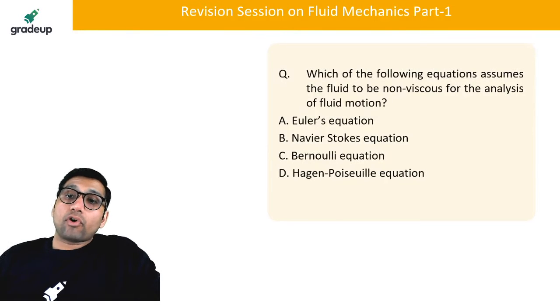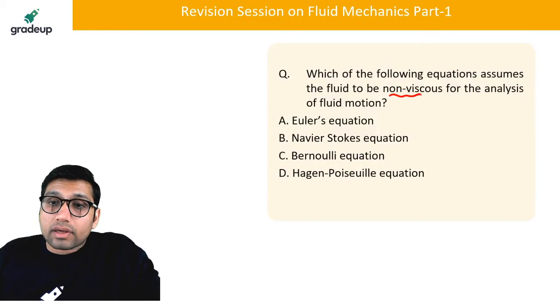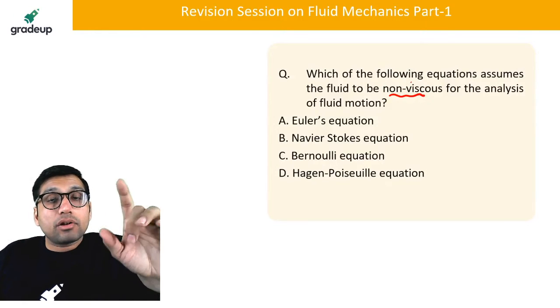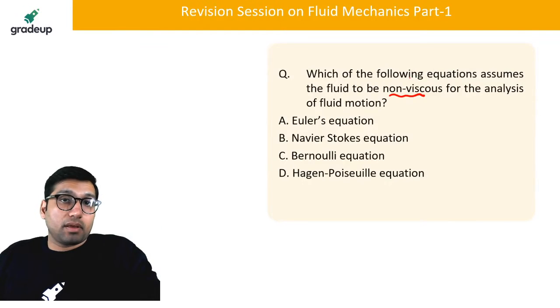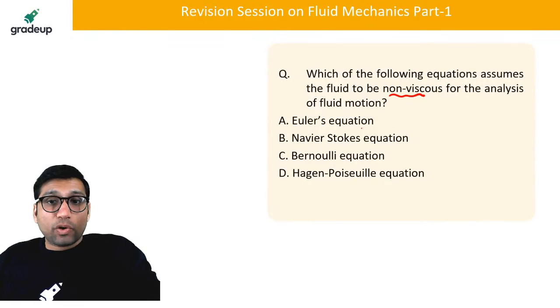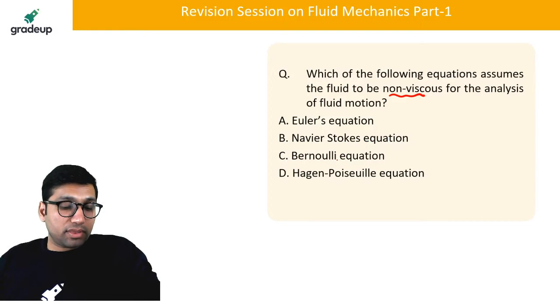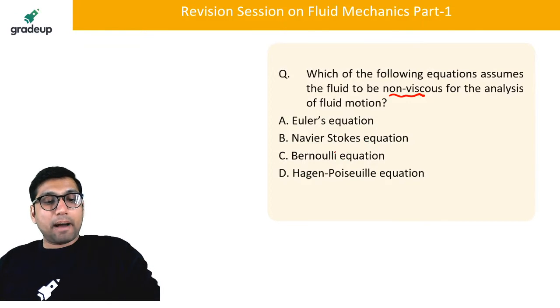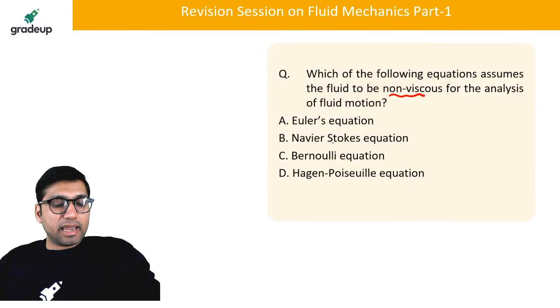Which of the following assumes the fluid to be non-viscous? Non-viscous means it does not consider the viscosity. Is it Euler's equation of motion, Navier-Stokes equation, Bernoulli equation, or Hagen-Poiseuille equation? Appan Raj has given AC, Dinesh A, Prateek A, Shrikant is saying Euler. Yes, tell me everyone, what is the answer for this question?